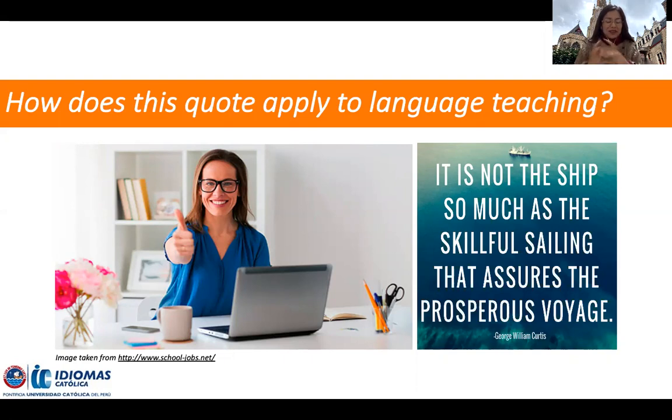Have you already found it out? It means that we as teachers are the skilled sailors, right? We are the ones who are sailing the ship in which our students have just boarded. So we are the sailors who will take our students into a prosperous voyage in language learning, in this case, in learning English.